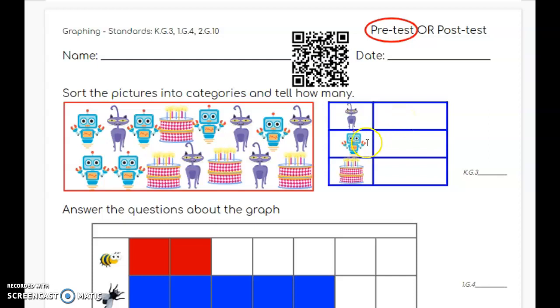Then you're going to count how many robots are in the red box, and you're going to write that number next to the robot. Finally, you're going to count how many cakes are in the red box, and you're going to put that number right here. Remember, you may pause this video as you are writing, and you may rewind to rewatch anything you need to.